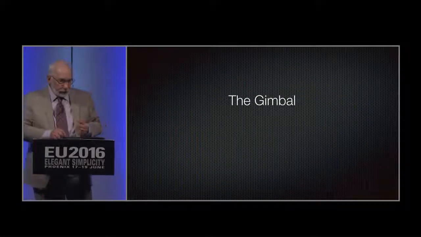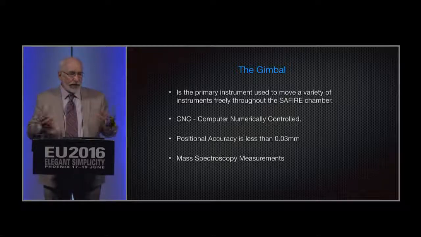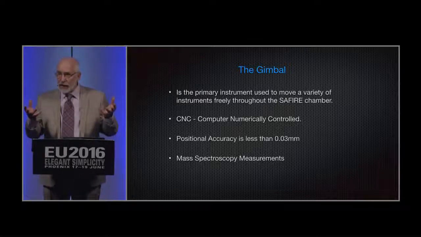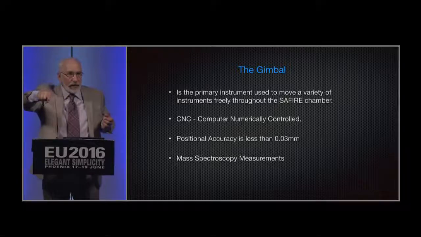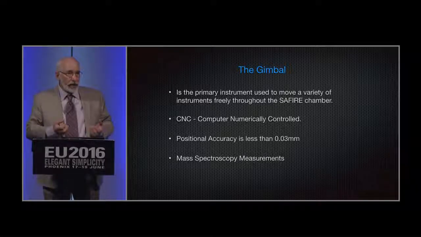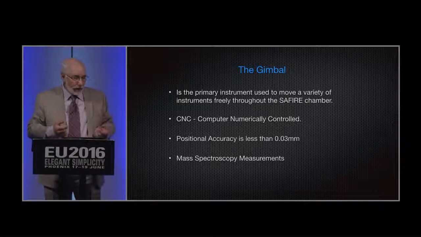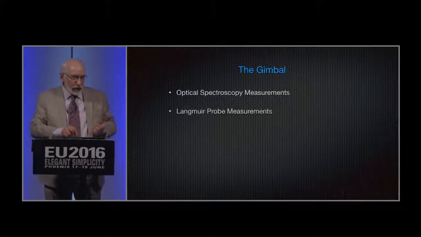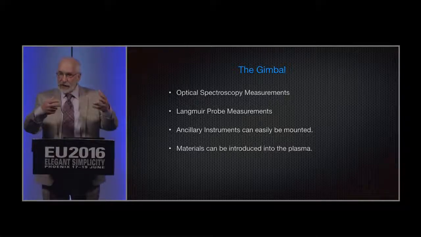And the gimbal, as some of you know, is a primary instrument to move a variety of instruments freely through the SAFIRE chamber. It's CNC, computer numerically controlled. We have position accuracy to almost 1,000th of an inch, which means we can move the Langmuir probe through some of the double layers that we've seen and start to examine possibly Birkeland currents and diagnose what's actually going on there. Maybe we can get some answers as to why there is charge separation. Optical spectroscopy, Langmuir probe measurements, and other instruments can be added and put into the gimbal.